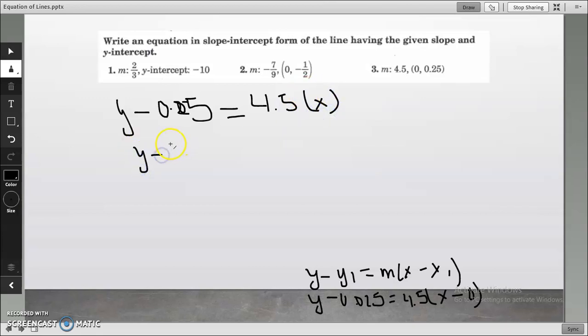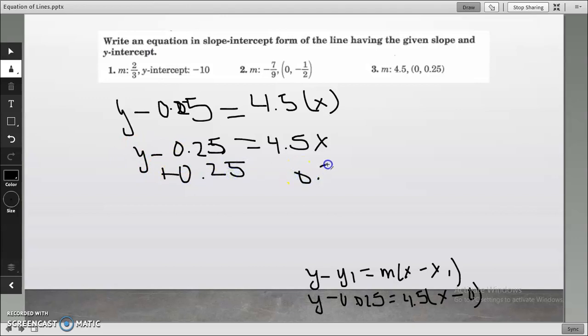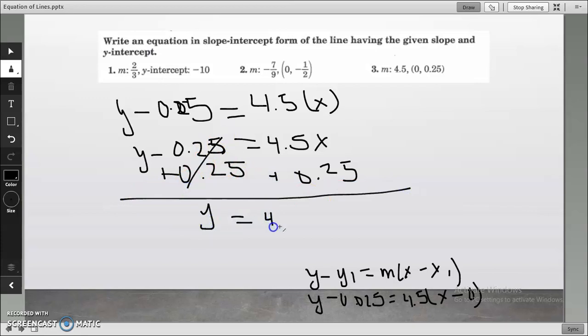So I'm going to have minus y minus 0.25 is equal to 4.5x. And again, I want it in the y equals mx plus b, so I need my y to be by itself. So I'm going to add 0.25 to both sides. That goes away, and I get y equals 4.5x plus 0.25, or 25 hundredths. All right, let's go to the next one.